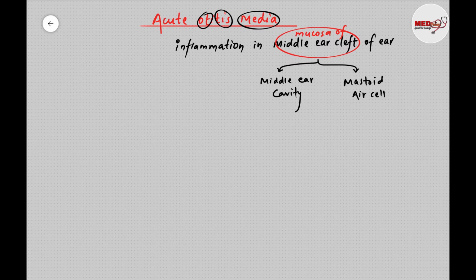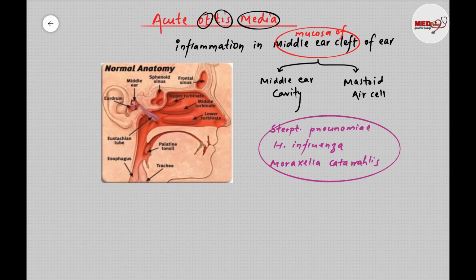Actually, this inflammation is caused by bacteria. The most common bacteria are Streptococcus pneumoniae, Haemophilus influenzae, and Moraxella catarrhalis. These bacteria somehow reach the middle ear and then they cause the inflammation in the mucosa. The most common pathway is through the Eustachian tube.